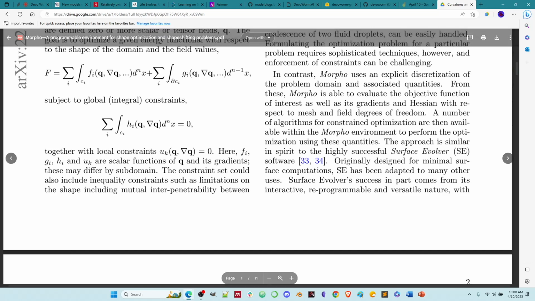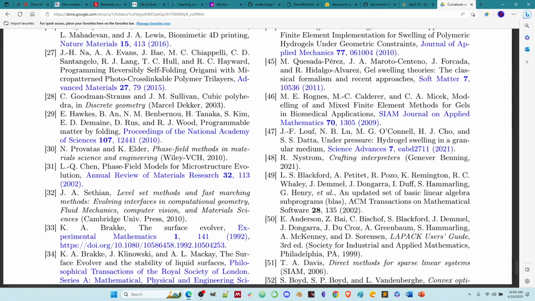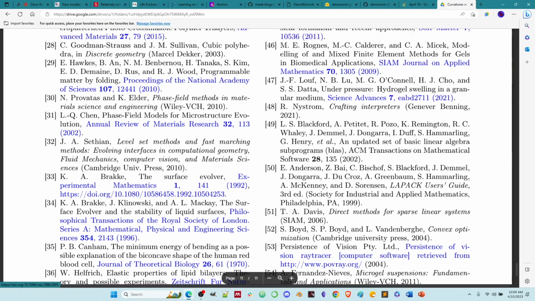So this is references 33 and 34. These are the Surface Evolver, which is from the 90s, and then the Surface Evolver and the Stability of Liquid Surfaces, also from the 90s. So you can see this has a history.